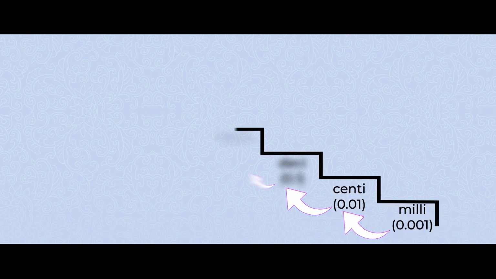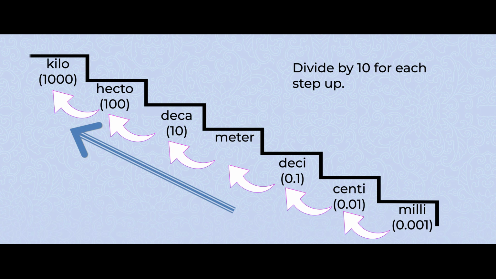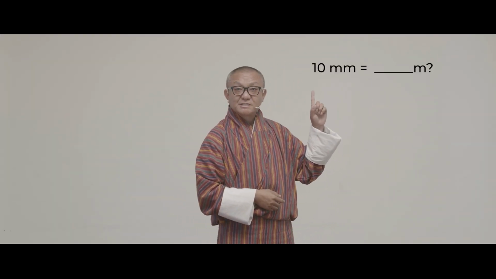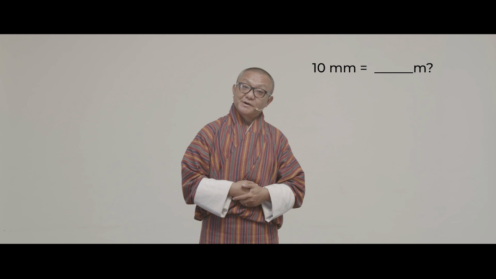This is exactly opposite to what we have done before. You look at the conversion chart here. If we want to convert smaller unit to the greater unit, we need to divide by 10 for each step up. So let's take an example and see how it works. 10 millimeter is equal to how many meter? Let's see how it works.